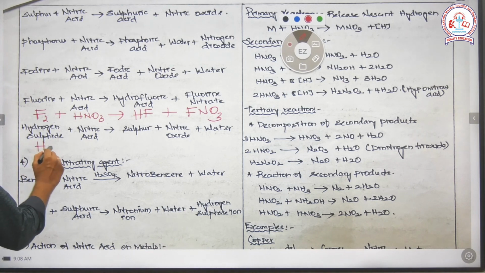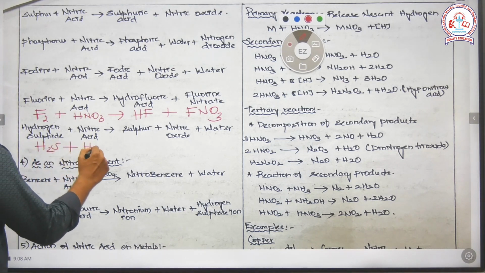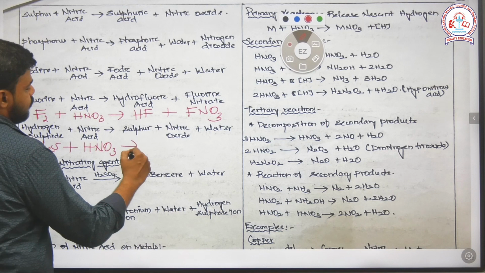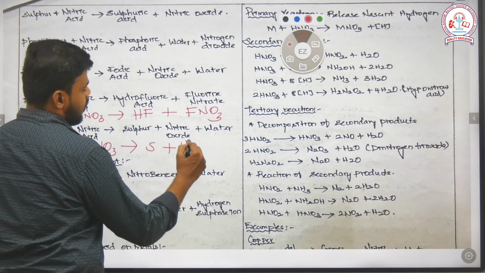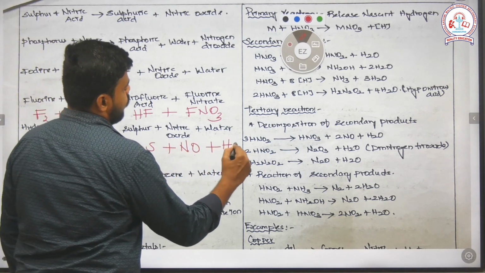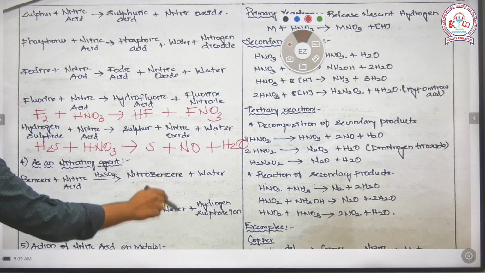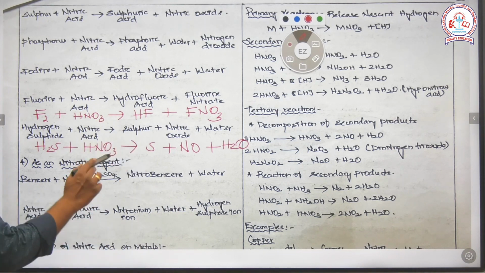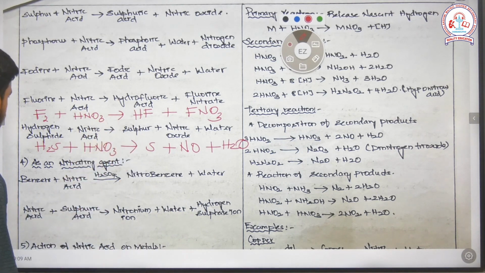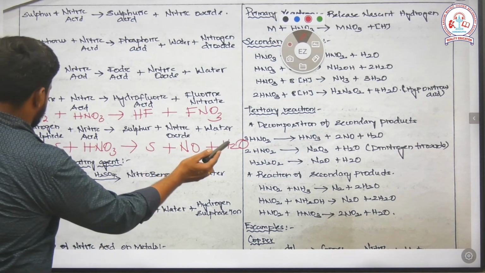Then hydrogen sulfide H2S reacts with nitric acid to form sulfur, then nitric oxide, then water. So balancing. Hydrogen 2, there it is 2. Sulfur here is 1, there it is 1. Nitrogen 1, 1. Oxygen 3 here, there it is 2. Right. So then I need to multiply it by 2 here.